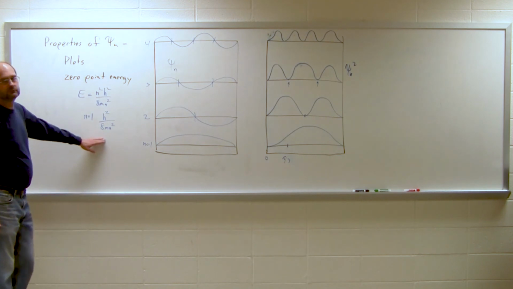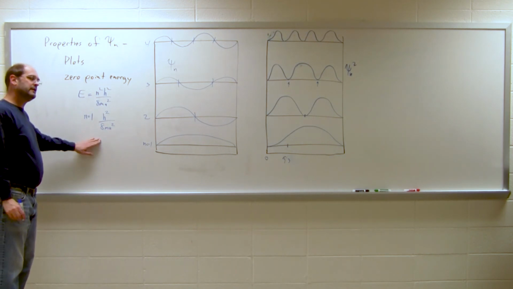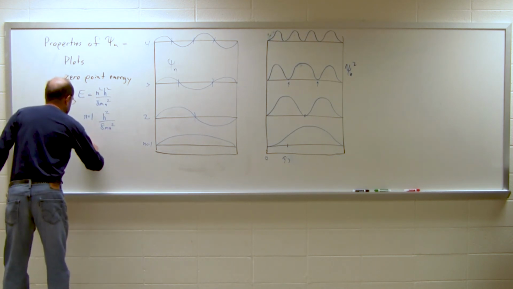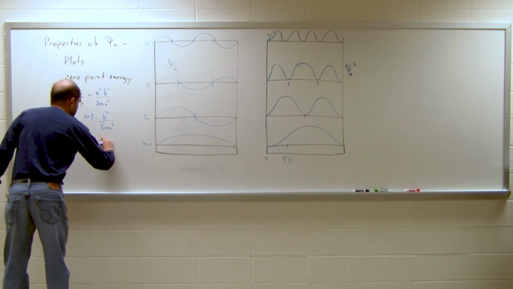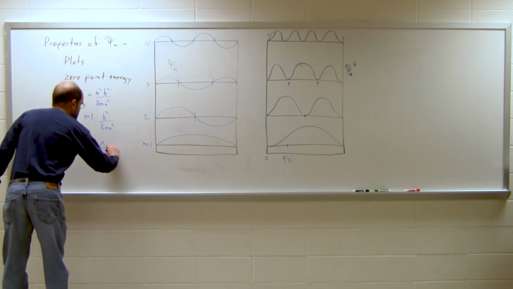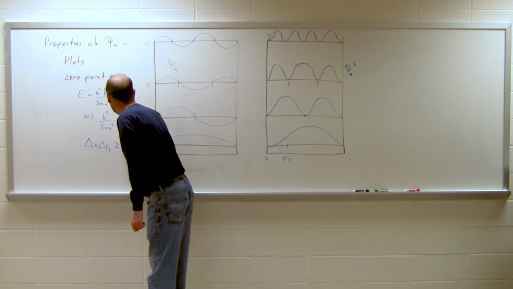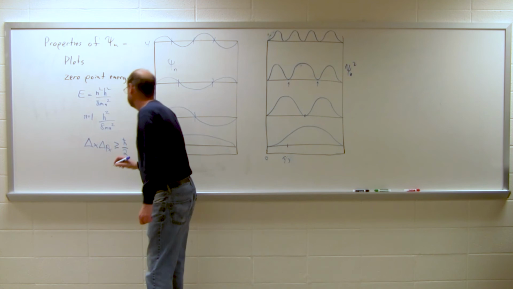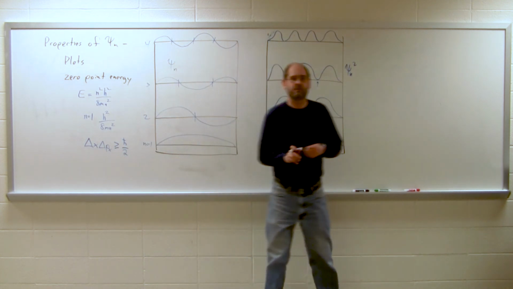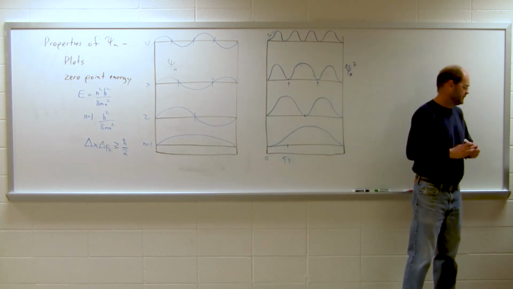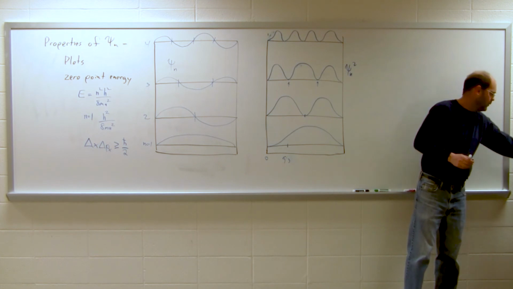How can this be? Well, one statement of the uncertainty principle is that the uncertainty in x times the uncertainty in the momentum in x must be greater than or equal to h bar over 2. That's a mathematical statement of the uncertainty principle. What does that give me?